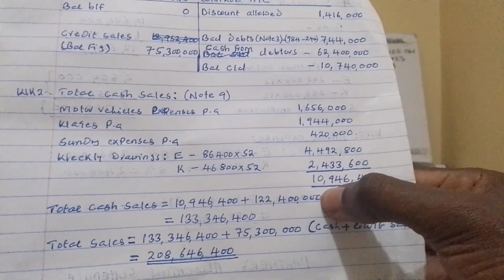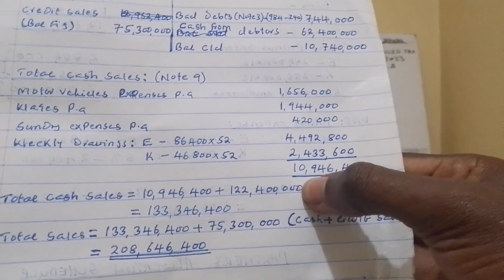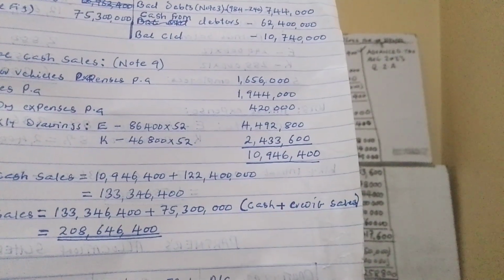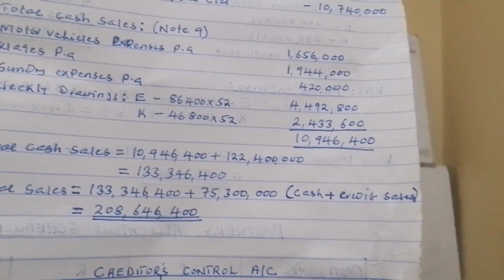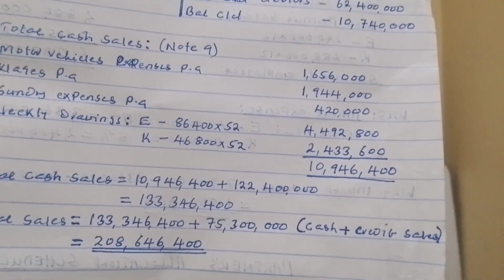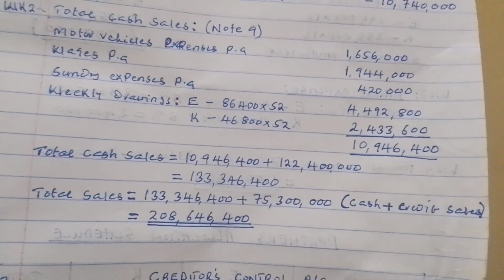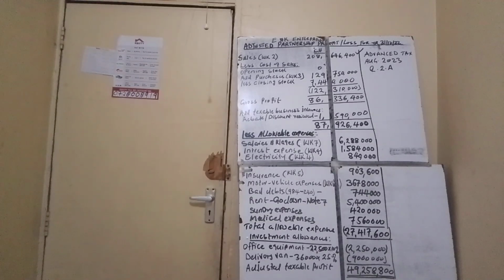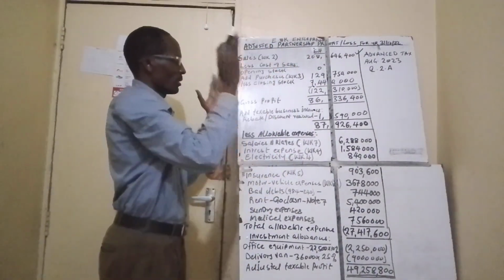We are taking 10,946,400 plus. So 10 million is information number 9. 122,400,000 is what? In the bank statement, debit side, you get 133,346,400. Then 75,300,000 is the credit sales. So if you combine them together, you get 208,646,400. So that is what I have done for you here.